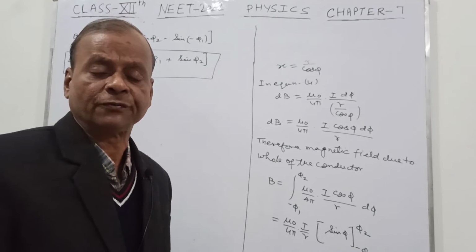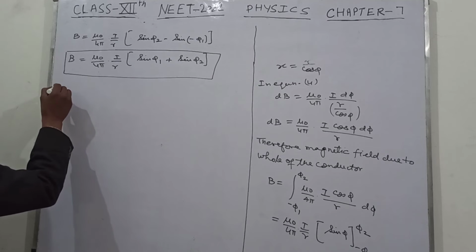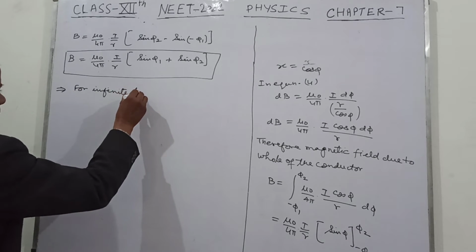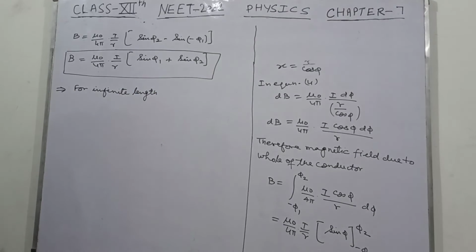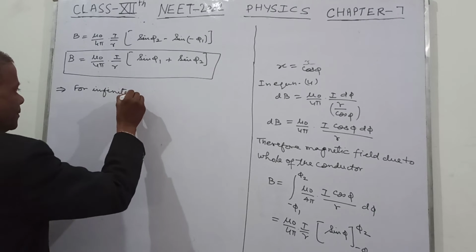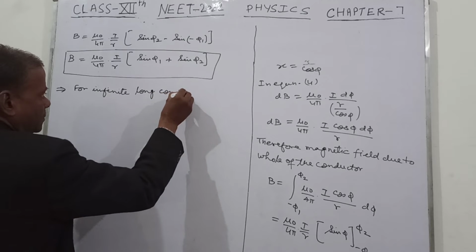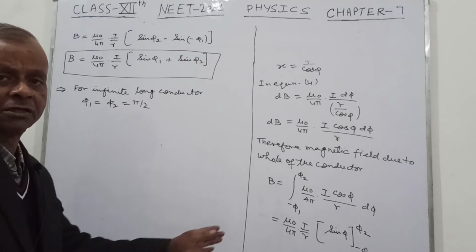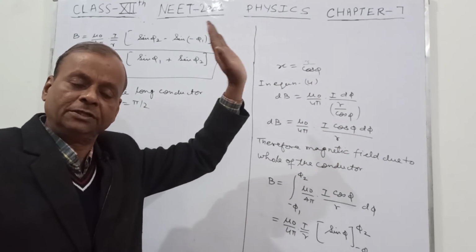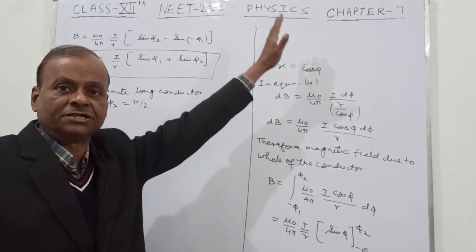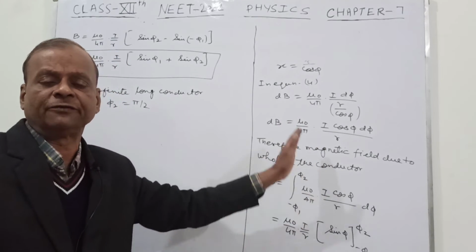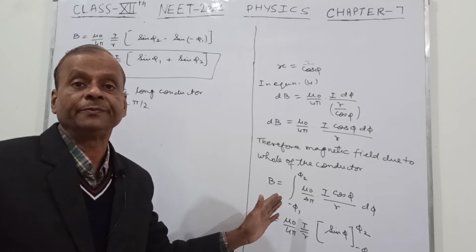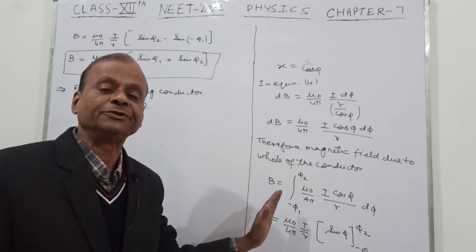And now let's suppose the conductor is of infinite length, a long conductor. This phi 1 is equal to phi 2 and this is equal to pi by 2. As the conductor becomes longer and longer, the values of phi 1 and phi 2 will tend towards pi by 2. So when this is infinitely long, then this angle phi 1 will be 90 degrees and phi 2 also 90 degrees. We have taken the minus sign in this integration, so we do not have to consider which of them will be positive and which negative. You have to take the positive values of phi 1 and phi 2 only.